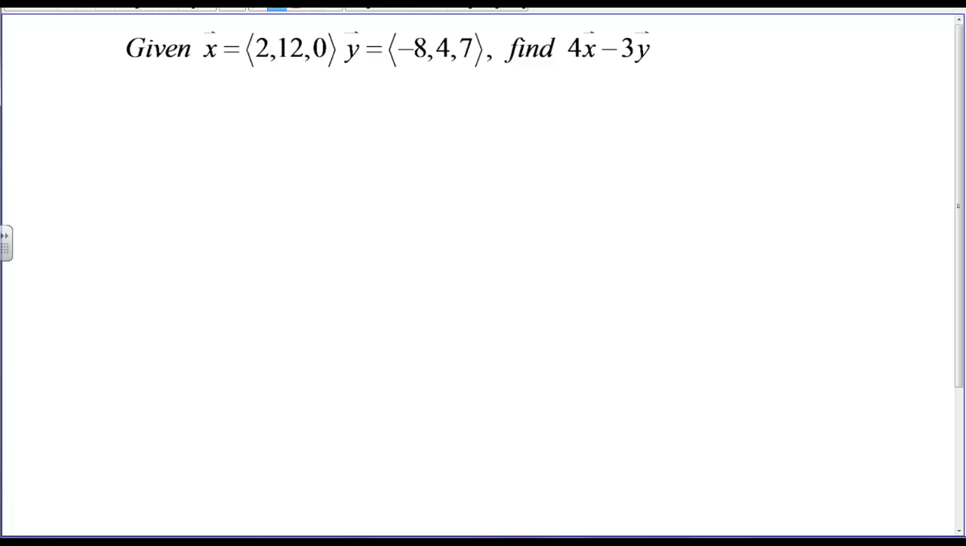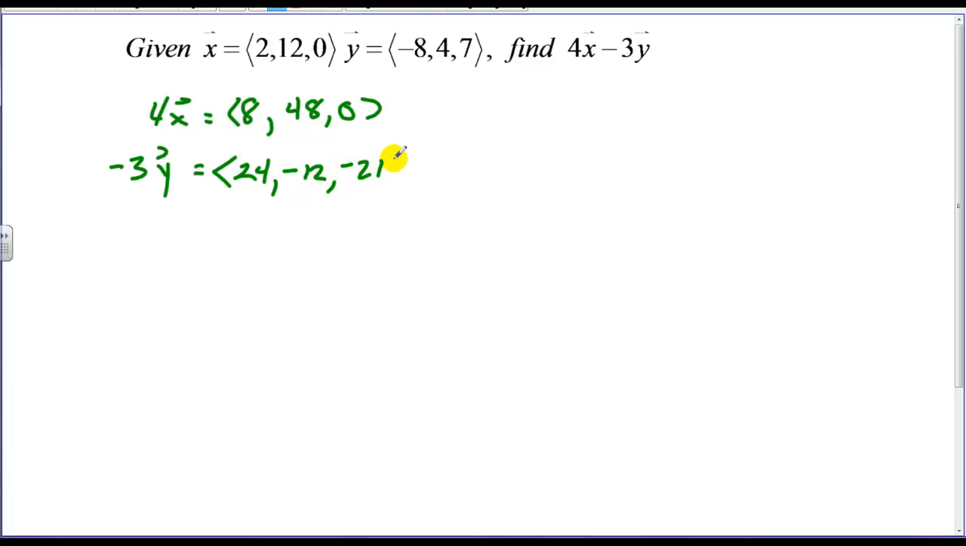So now, if we want to add two vectors, very simply, we just add the components like we did in two-dimensional vectors. We're going to take this scalar of 4, multiply it by a vector x, and a scalar of negative 3, multiply by a vector y, and then add the two, and then at the end I'll just put it in unit vector form. So 4x is equivalent to 8, 48, and 0. Negative 3y is equivalent to 24, negative 12, and negative 21.